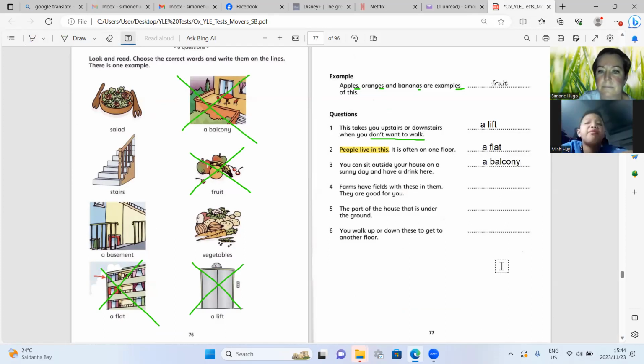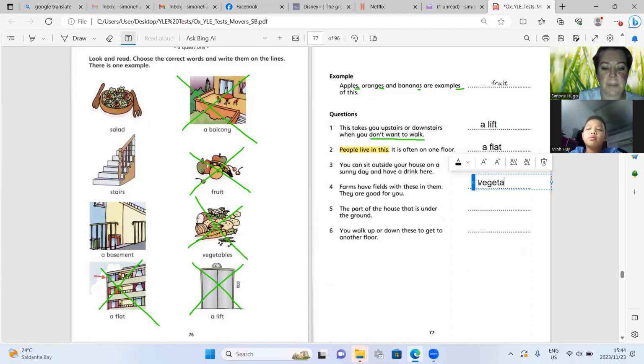Farms have fruit and this in them. They are good for you. Vegetables. Yeah. Next one.